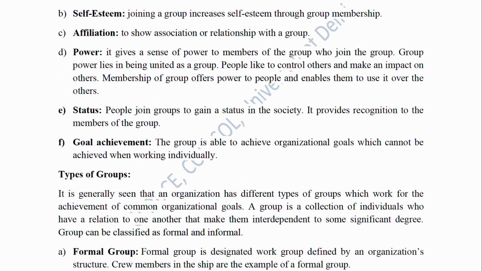Fifth, status. People join groups to gain a status in society. It provides recognition to the members of the group. Last, goal achievement. The group is able to achieve organizational goals which cannot be achieved when working individually.